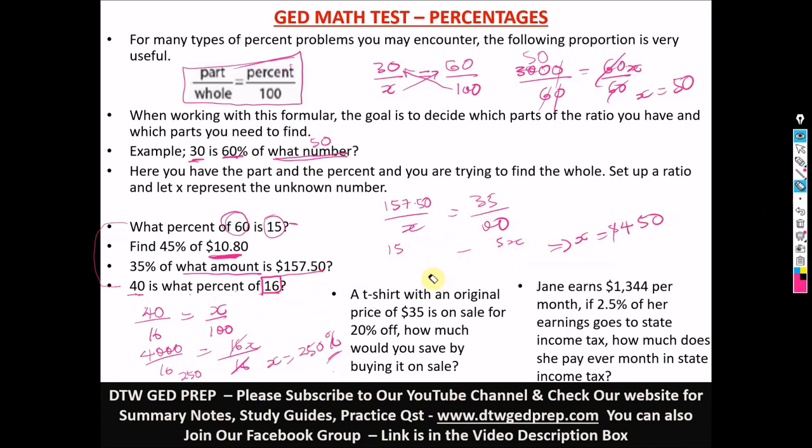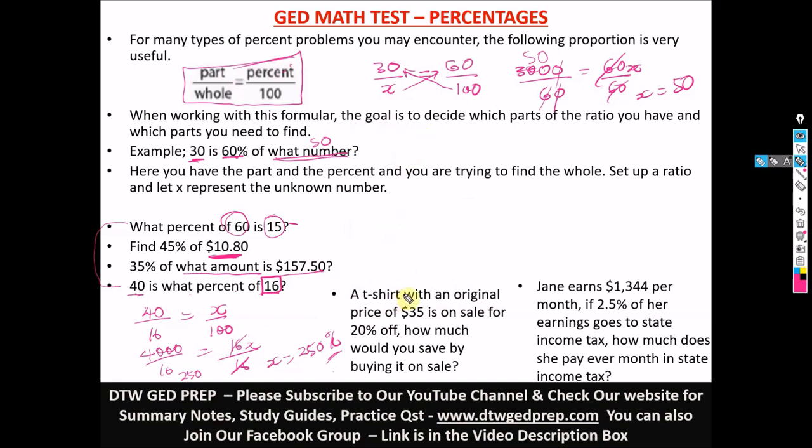Now let's look at these word problems quickly. This word problem says, a t-shirt with an original price of $35 is on sale for 20% off. How much would you save by buying it on sale? So here you have to identify what the part is and what the whole is. Don't be confused by the sale or discount; when you see a percent problem, try to resolve it the way you resolve it with the formula here.